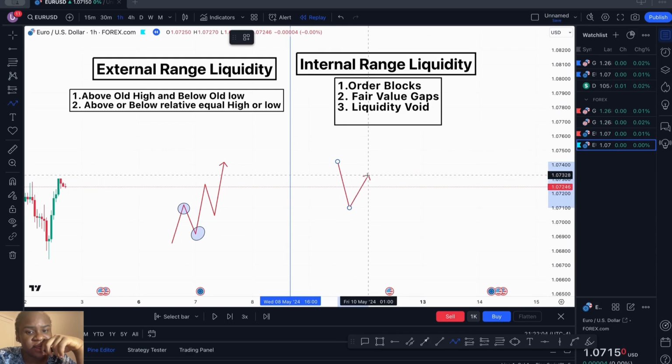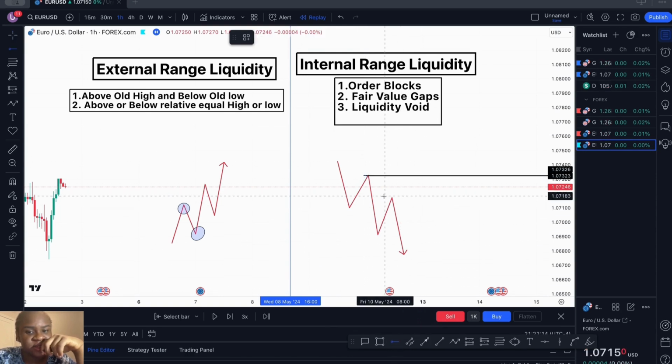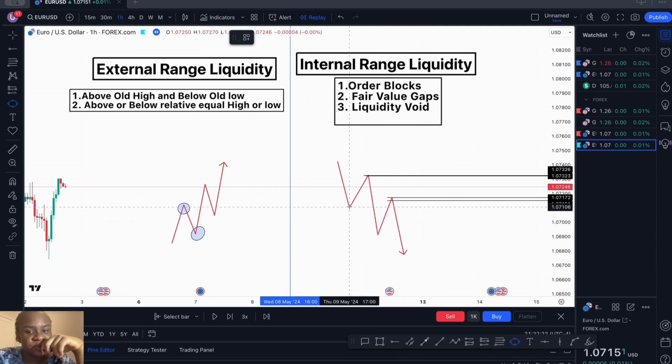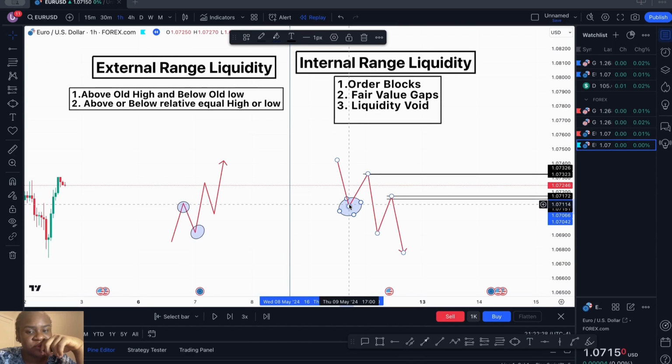Lower low, lower high, lower low, lower high, lower low. What happens? This is the high. These are liquidity. This is where money is resting, right? This is where liquidity is. There's money here, the old highs. But what happened? Markets came and what? It took the old lows. You can see that, right? Markets came and took the old lows, signaling a break of structure, and it came back. That is the external range liquidity that you are seeing here, and it came back and took internal range liquidities: the order block, fair value gaps, and liquidity void.